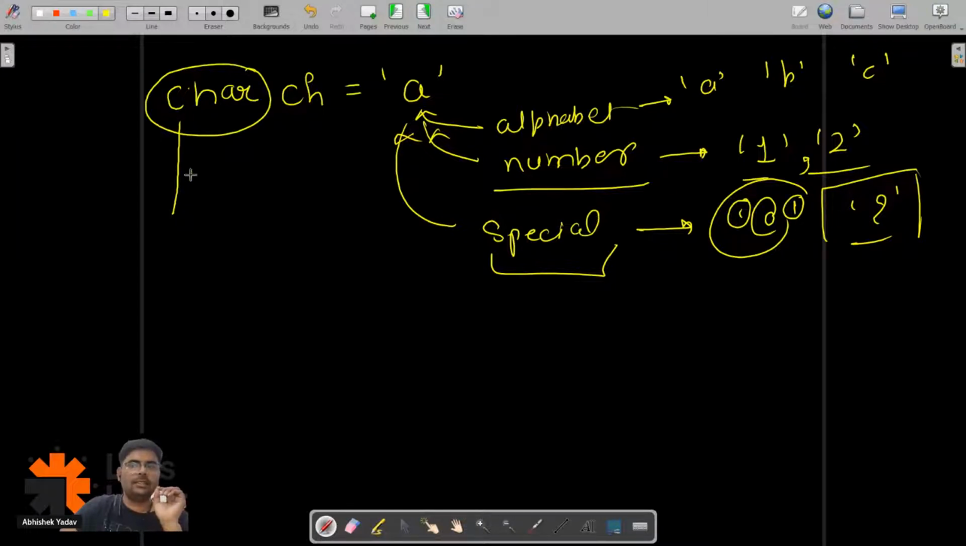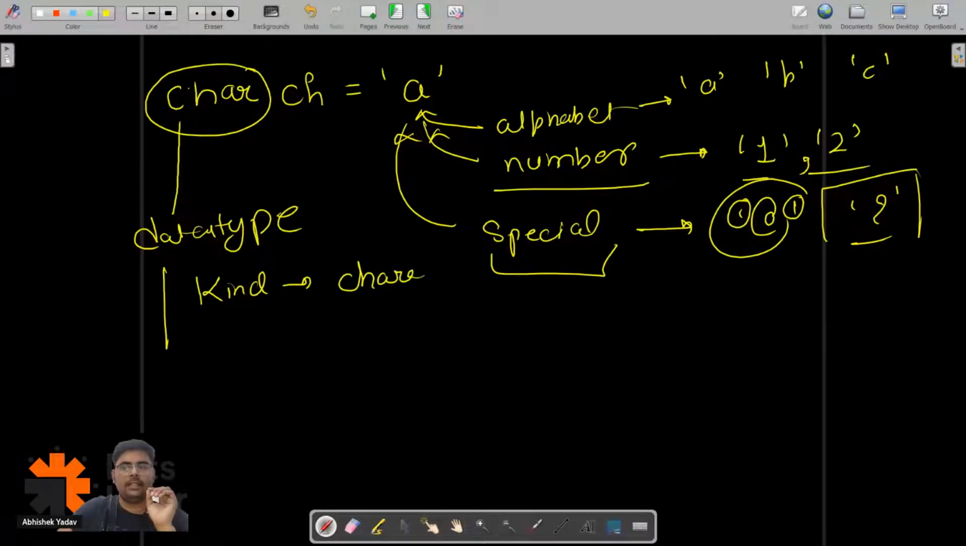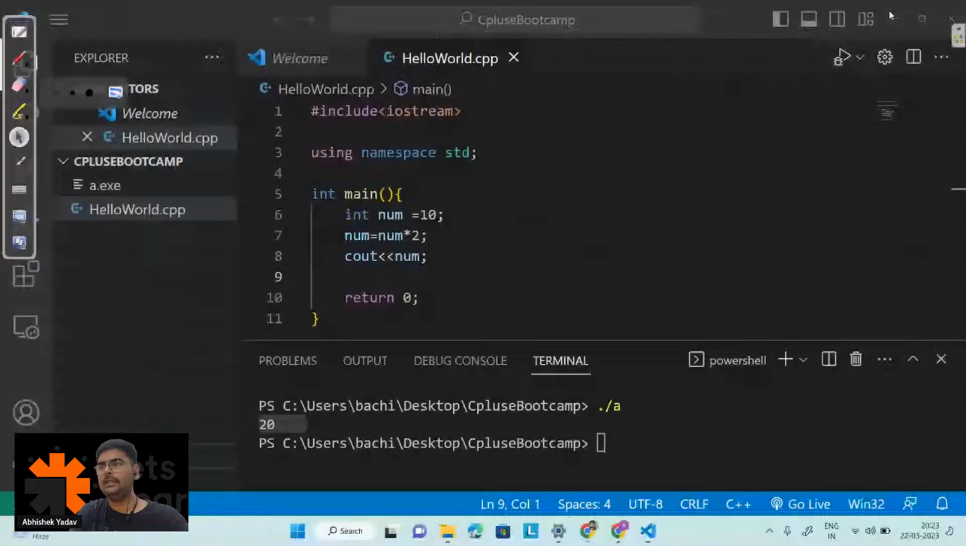So this is the data type, and we know the data type gives us a lot of information. The first information is what kind of data I can store: I can store character kind of data if I am using char. The second information is about the size. What will be the size, guys? 1 byte. Everyone, 1 byte.